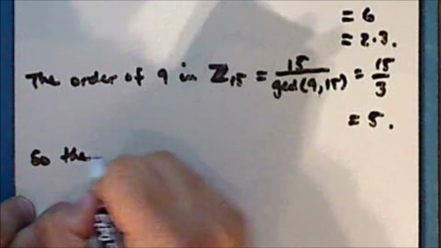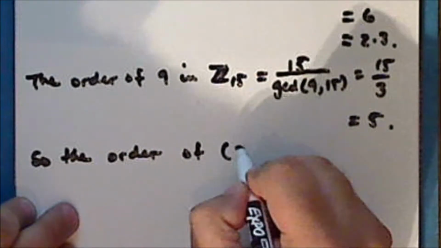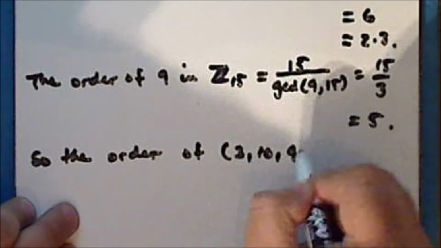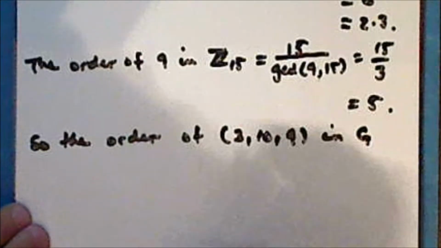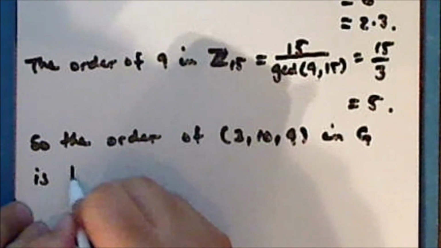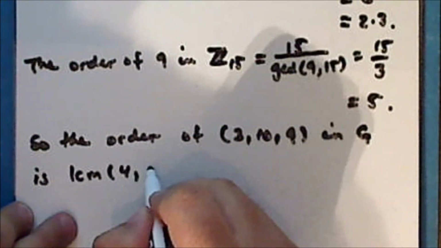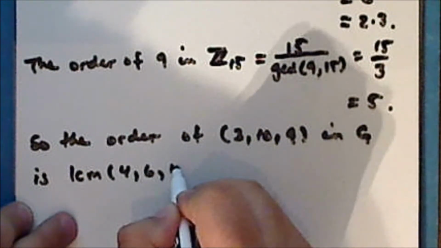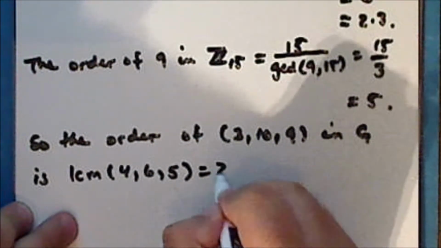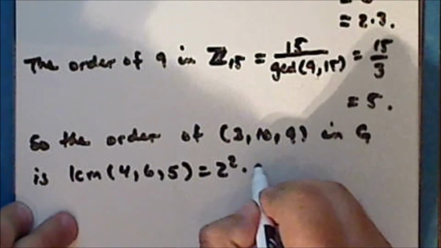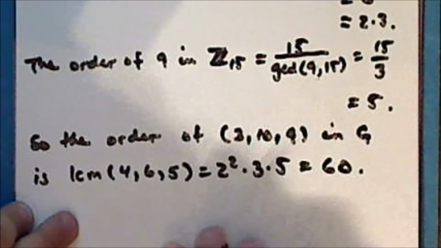And so the order of the ordered triple (3, 10, 9) in the group G is the least common multiple of 4, 6, and 5, which is 2 squared times 3 times 5, or 60.